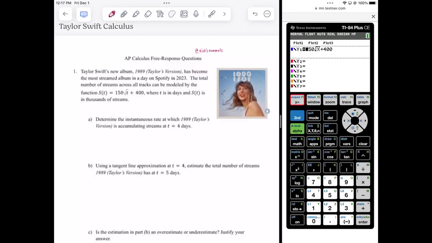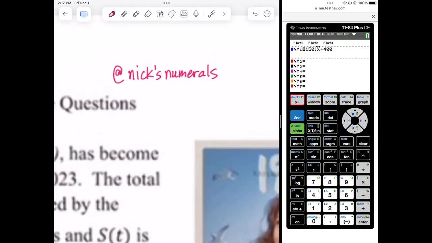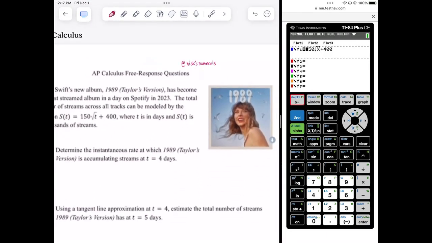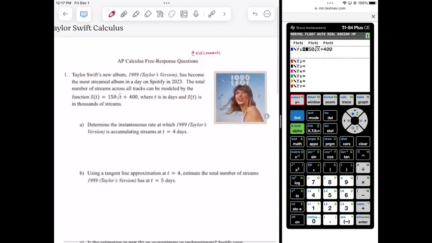So a great free response question coming by way of TikTok from Nick's Numerals, sent to me by Hannah Webb. Taylor Swift's 1989, Taylor's version. That's important, right? It became the most streamed album in a day on Spotify in 2023. We just listened to Is It Over Now, and it's already up to 146.8 million streams, which is not the most popular song on the album, incidentally. It's the second most popular. This Love is 193.